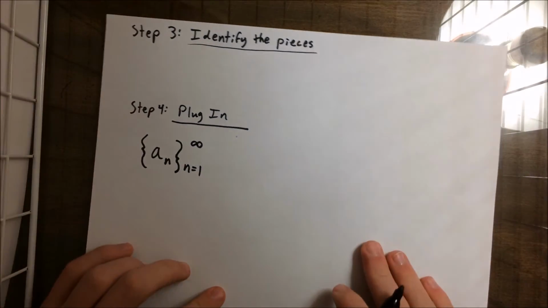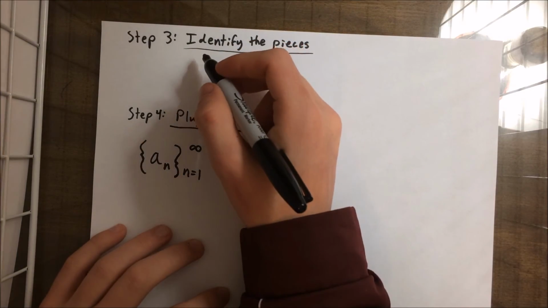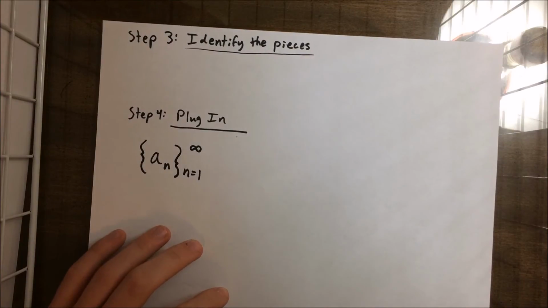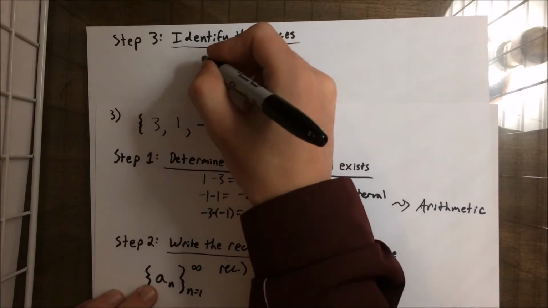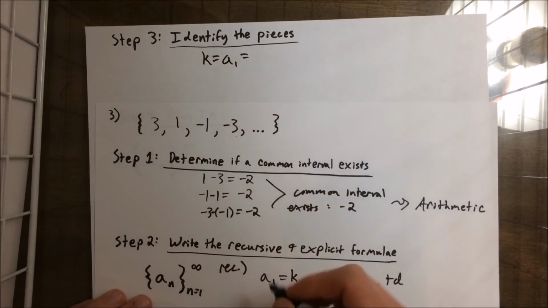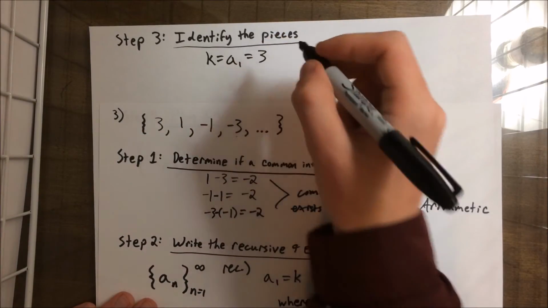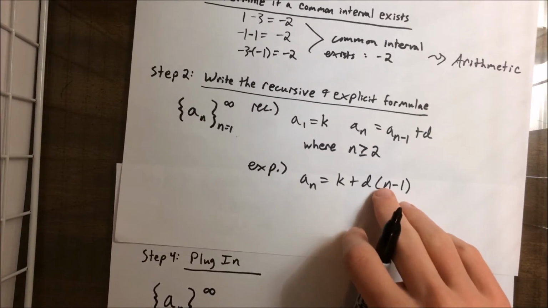Okay. So step 3 is to identify the pieces. So in this case, let's pull this up again. So k is equal to a1, the first term, so the first term is 3, and d is the interval, which is -2. Okay, and now let's plug it in.